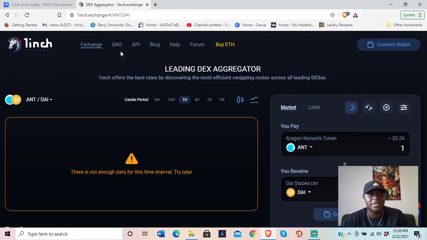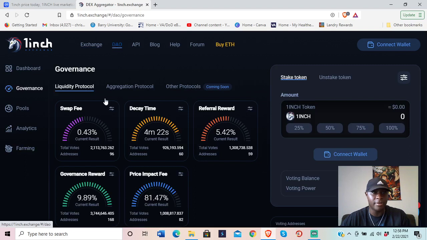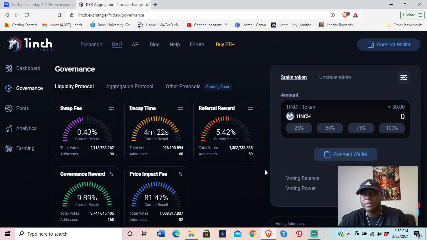Okay. So 1inch is an exchange. I thought it was a specific crypto. Obviously, there is the 1inch currency, their governance token. The DAO, so I kind of like this. I love transparency. So there's the 1inch token right there. Obviously, you can connect your wallet and purchase it. They have certain pools, swap, decay time, referral reward, governance reward, price impact fee.